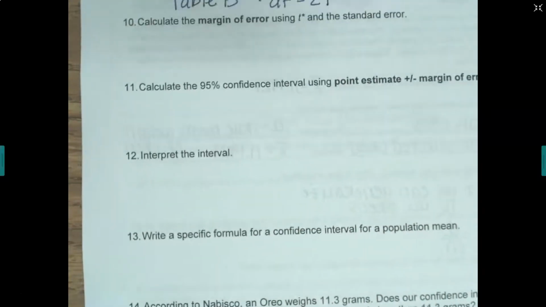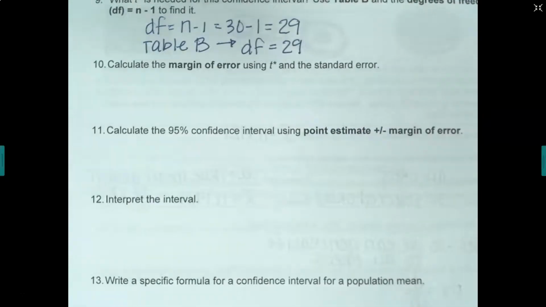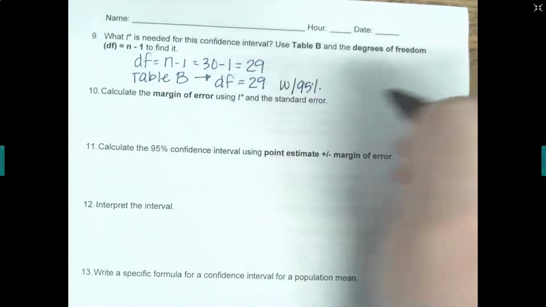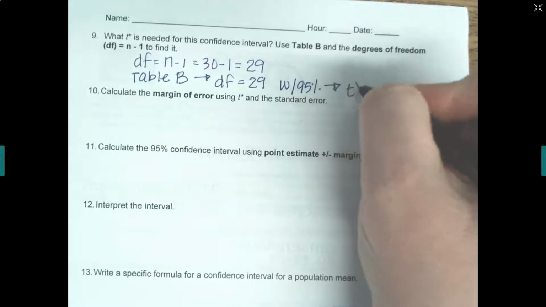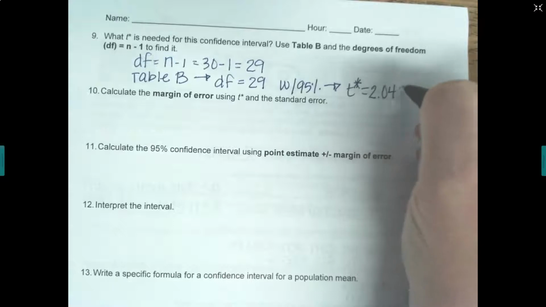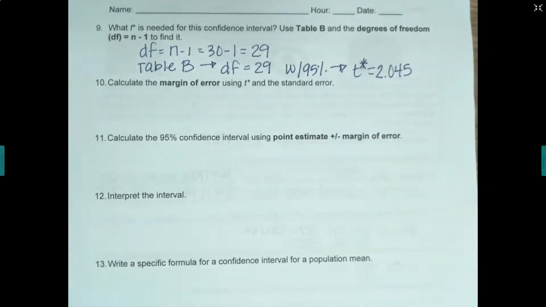Okay, so with our 95% confidence, we're going to end up with a t-star of 2.045. Okay, so on our proportions, I had you memorize some of these critical values. You really aren't going to be able to memorize critical values for the t-distribution because it depends on your sample size each time. It's just a little bit different each time.